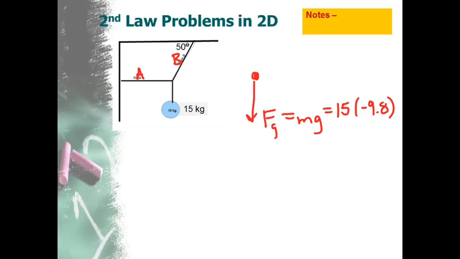I have a tension going to the left. We are going to call that F sub t comma A, the tension force due to rope A. And we also have a force going in this direction, and that is the tension force in rope B.